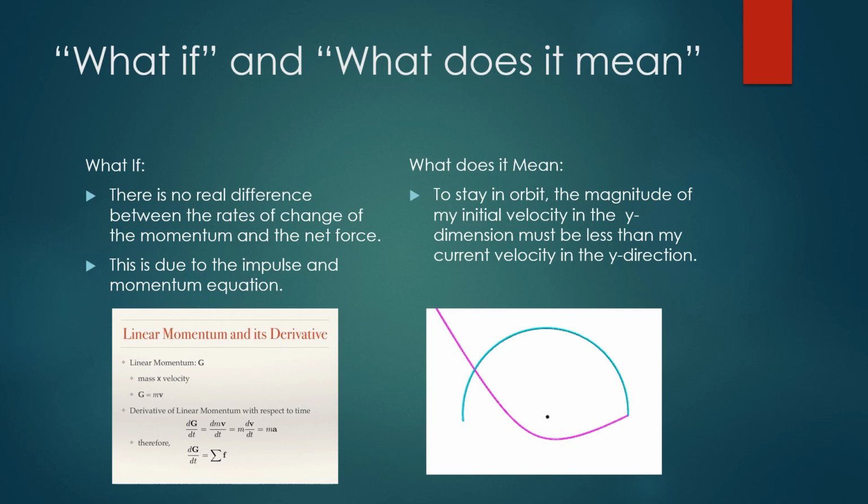For the spaceship to stay in orbit around the black hole, the initial velocity in the y direction has to be less than my current y initial velocity. I do not have an actual value for the initial velocity, but this prediction would prevent my spaceship from overpowering the gravitational force of the black hole.